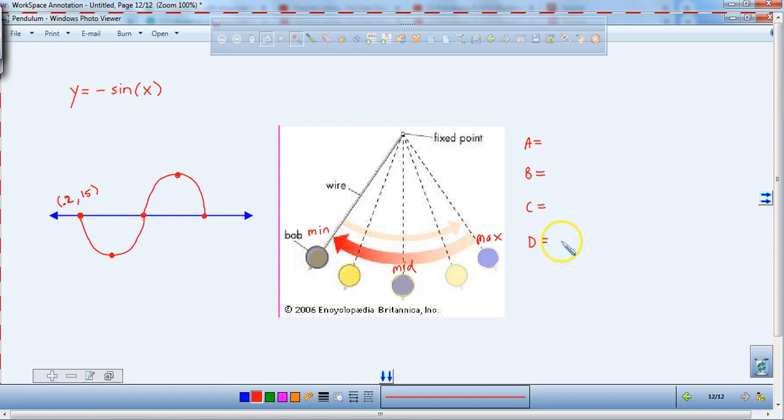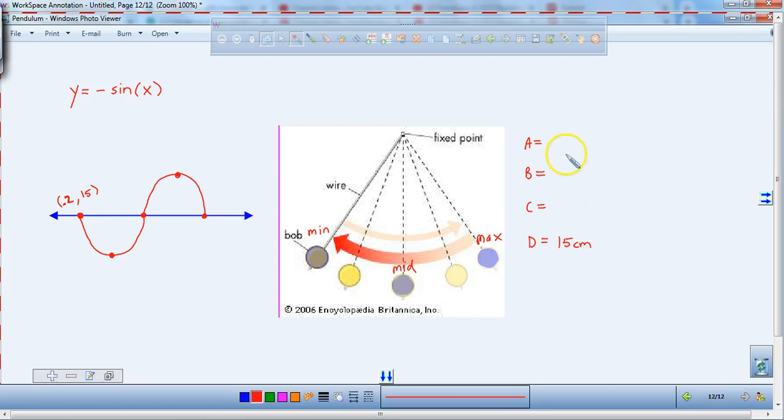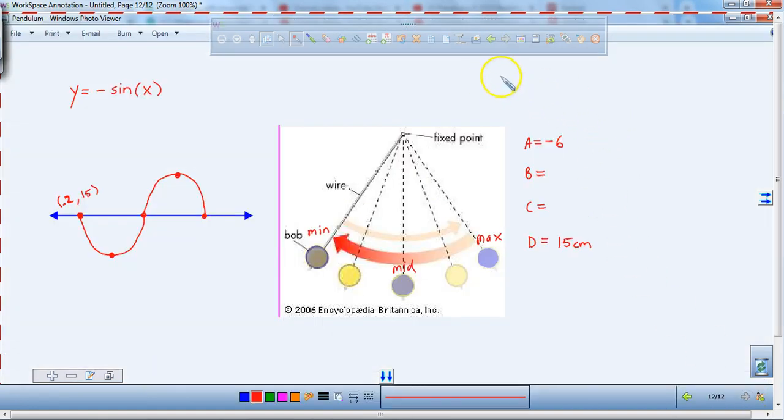Now the d value is easy. We already know it's 15 centimeters. We'll put 15 cm. All right, and they did give us the amplitude. The amplitude they said was 6. All right, so our amplitude is 6, but this is a negative a value because we're going down. My a value is going to be negative 6. It gives us our period. It says our period is 0.8 seconds. So right now I'm just going to write the period equals 0.8, or 0.8 of a second.